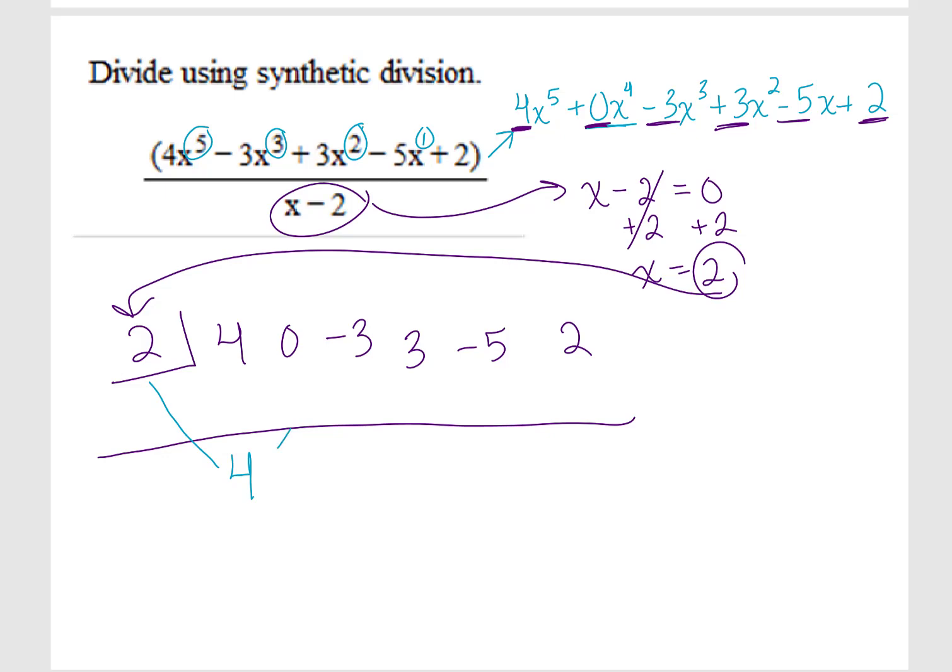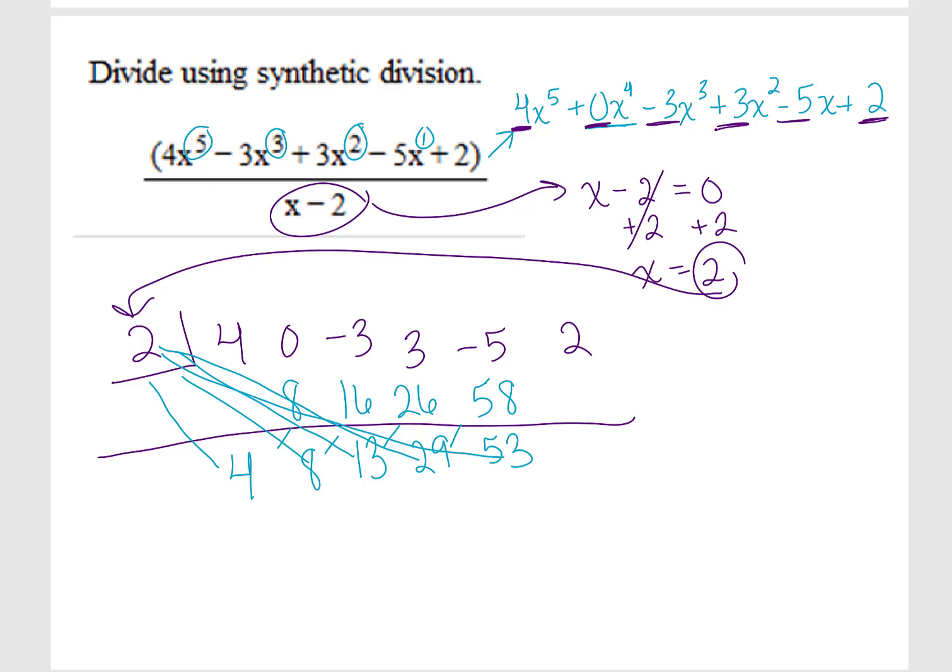So 2 times 4 is 8. 0 plus 8 is 8. 2 times 8 is 16. -3 plus 16 is positive 13. 2 times 13 is 26. 3 plus 26 is 29. 2 times 29 is 58. -5 plus 58 is positive 53. 2 times 53 is 106. 2 plus 106 is 108.